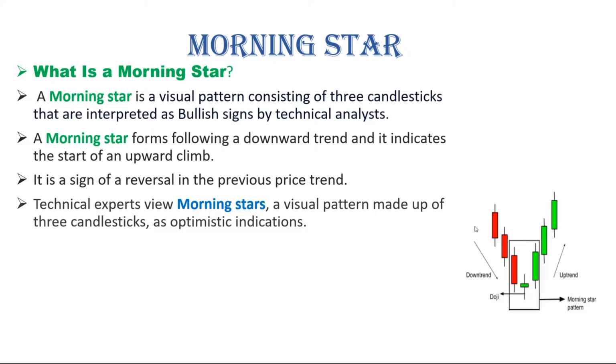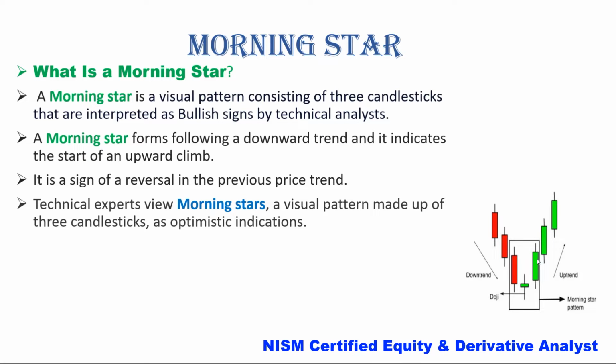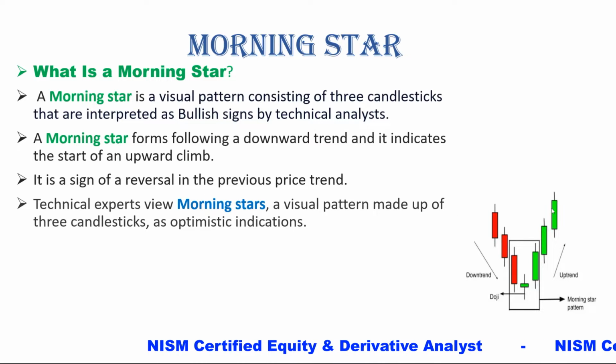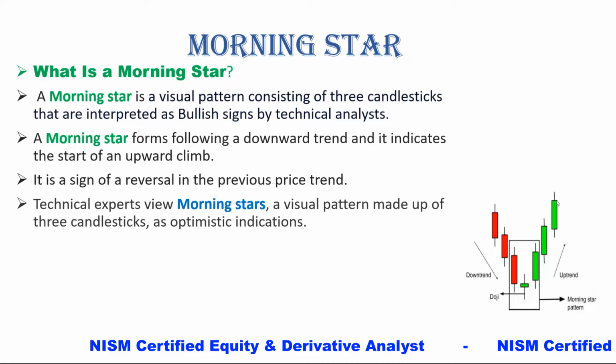Here we can see this is the downtrend, and after that we can see that a doji is formed. This doji indicates indecision. After that, the high of this doji is taken away and we can see that a green candle is formed, so there is a pause for the downtrend and a new uptrend is formed. Here we can see that there is an uptrend. So we can enter a long trade above this green candle. It is a sign of the reversal in the previous price trend. This was a downtrend, so a reversal happened and a new trend is formed.